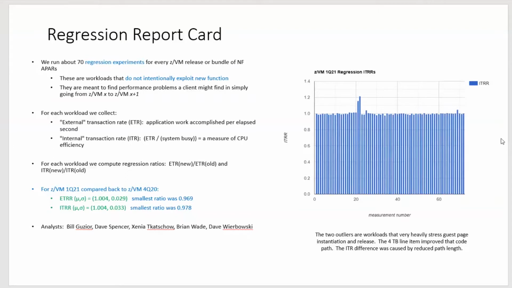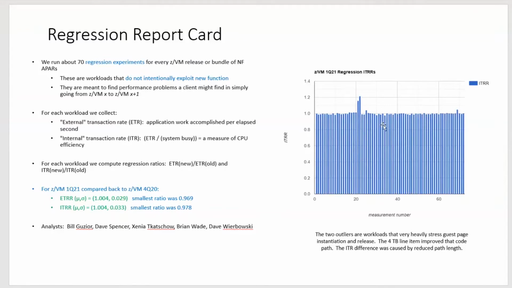And for every one of those workloads, we collect 2 really important measures. We collect application work accomplished per unit of time. That's called external transaction rate, or ETR. And we collect a related number called internal transaction rate, or ITR, which is the ETR divided by the percent of the CPU resource that's been consumed. ITR is a measure of efficiency. And then we calculate ratios, as I've shown here in the 3rd bullet. We calculate the new ETR divided by the old, and the new ITR divided by the old, and we look for parity.